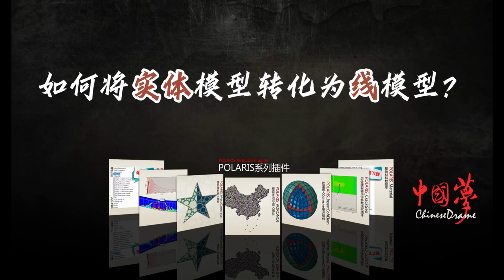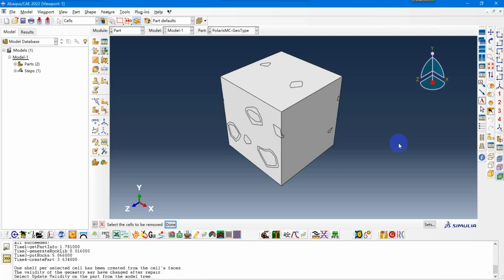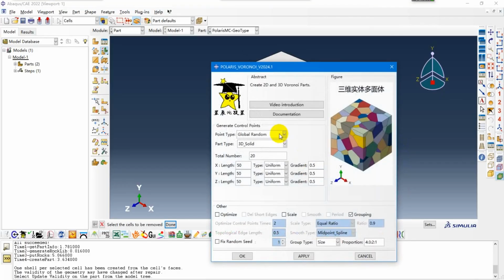Brother Xing, how to convert the solid model into a line model? The method is similar. First, we use the Polaris_Voronoi plugin to generate a three-dimensional crystal model.